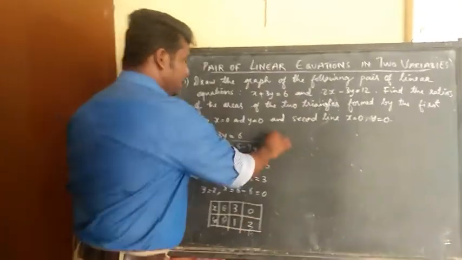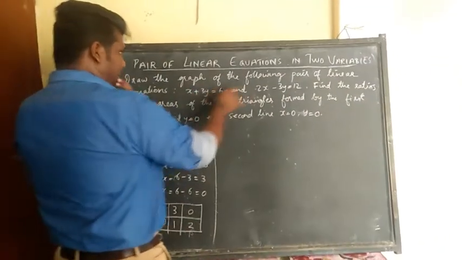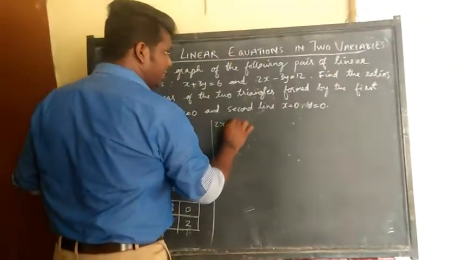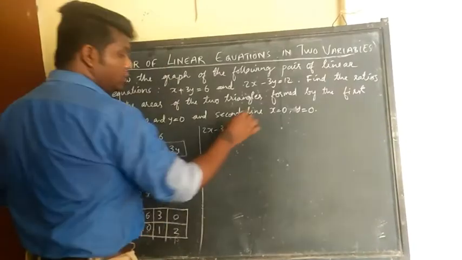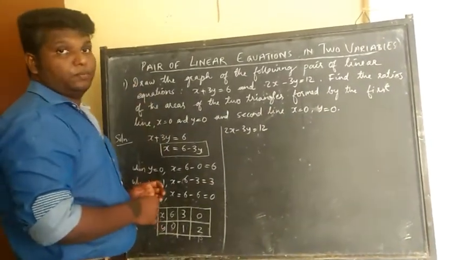Okay. Similarly, let us go to the next equation, the second equation. 2x minus 3y is equal to 12. So from this one, what can we do?